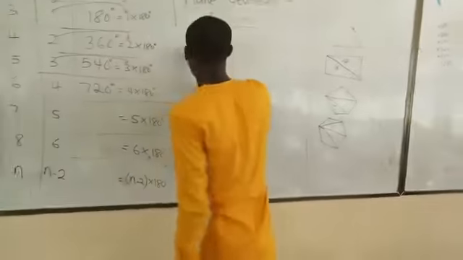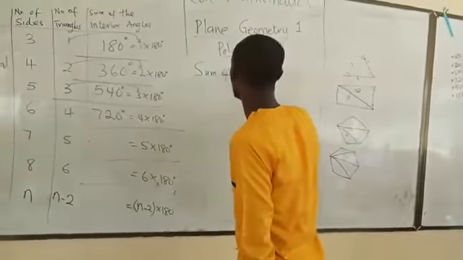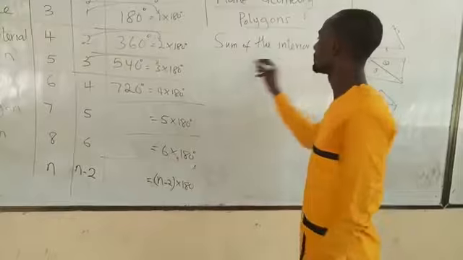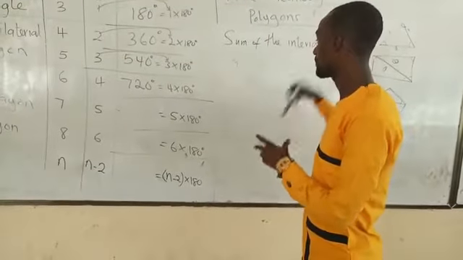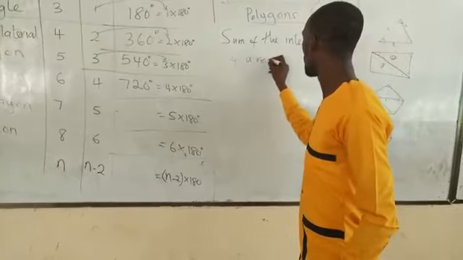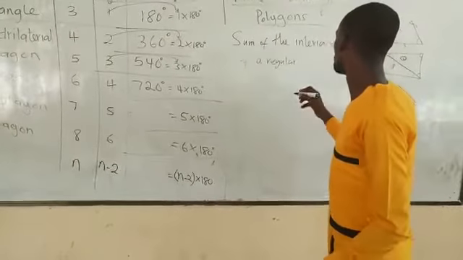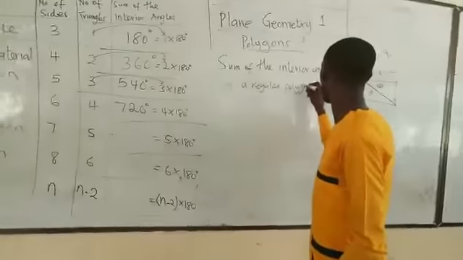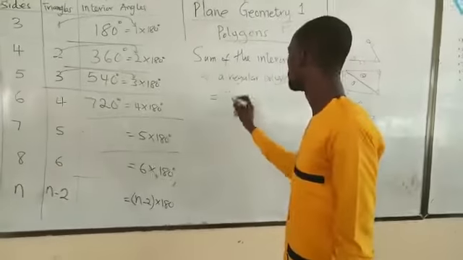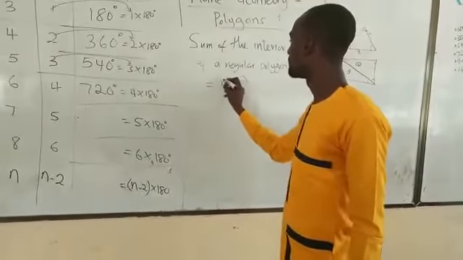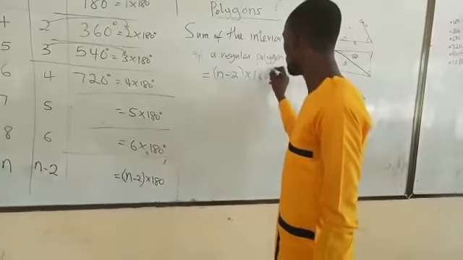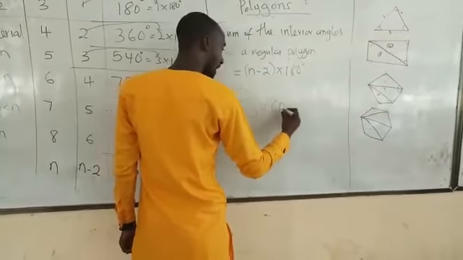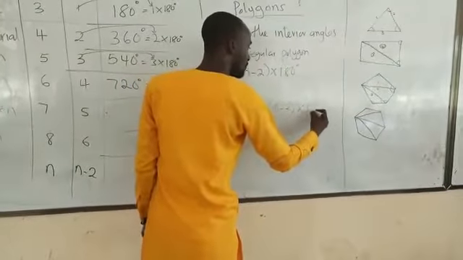Therefore, I can say that the sum of the interior angles of a regular polygon will be the number of sides minus 2 multiplied by 180. So n stands for the number of sides, and the sum of the interior angles will be n minus 2 by 180.